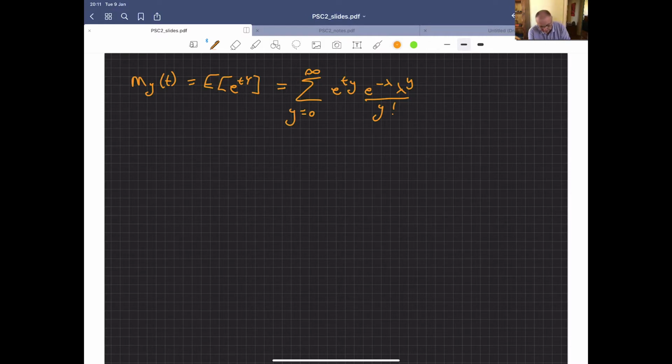Right? So what do we do next? Well, we're going to simplify this if we can. First of all, we're going to notice that there's an e to the minus lambda that can come out the front. What do I have left? I have the sum over y from 0 to infinity. We can put together, we've got something to the power y and something to the power y, so I can write that as lambda e to the t to the y over y factorial.